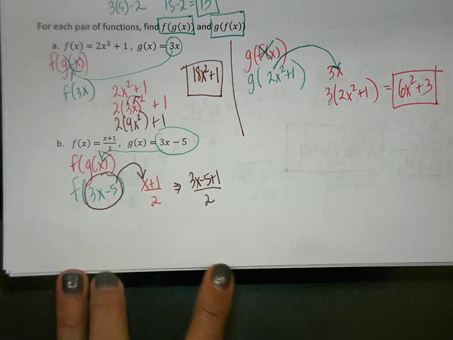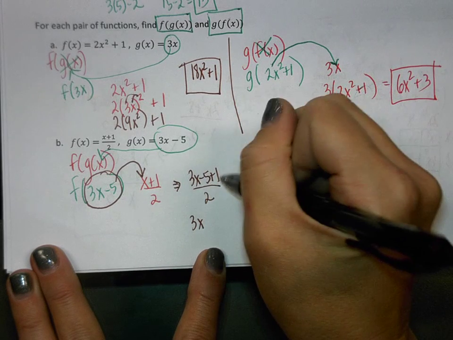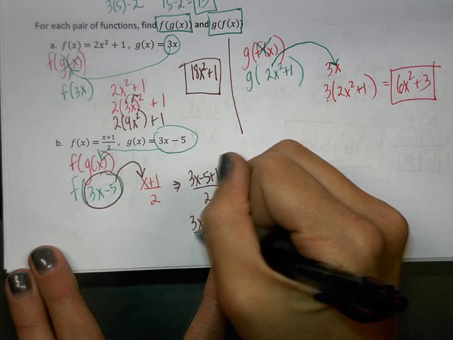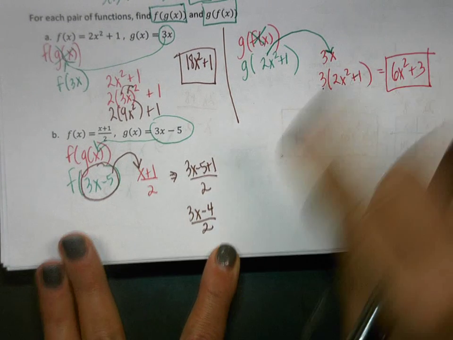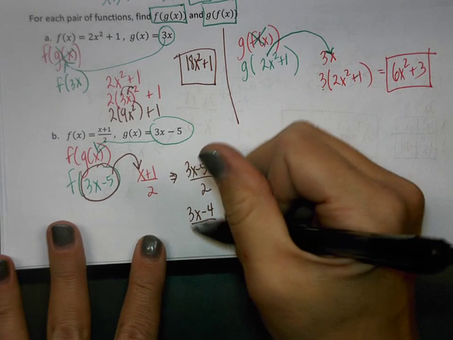And then we would simplify. So we have 3x, and then negative 5 plus 1 is what? Negative 4. Good? Over 2. And if you could reduce the 2, like if both numbers were divisible by 2, we would reduce them, but we can't in this case. And so that's my answer.